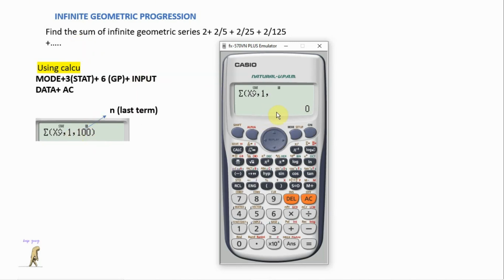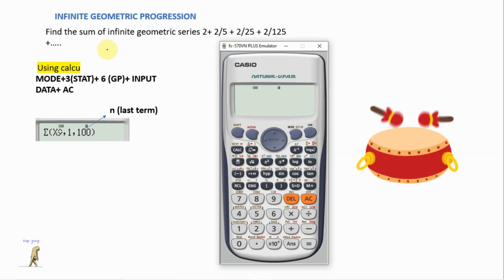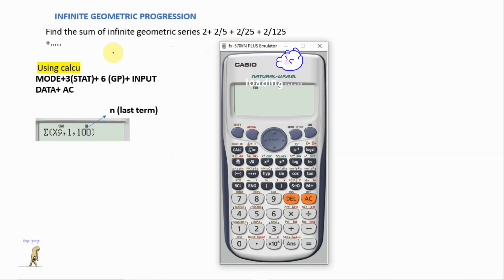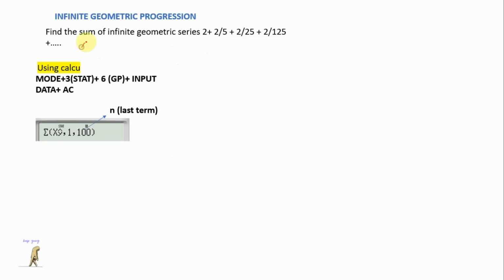But in our calculator, if we are solving the sum of an infinite geometric progression, what we put in our last term is a very huge number. That's why we put 100 here, okay? Then close parenthesis, then let's press equals. We will get our answer. The sum of our geometric progression in this series is... let's just wait. It takes time. It is 2.5. Okay?